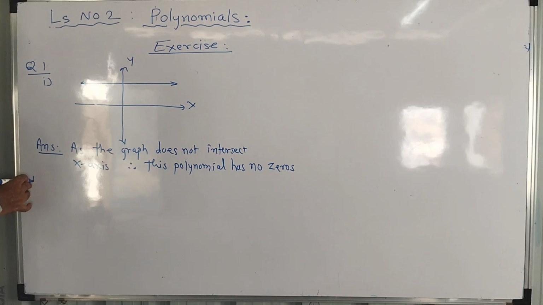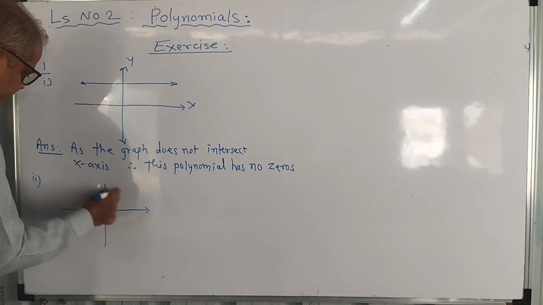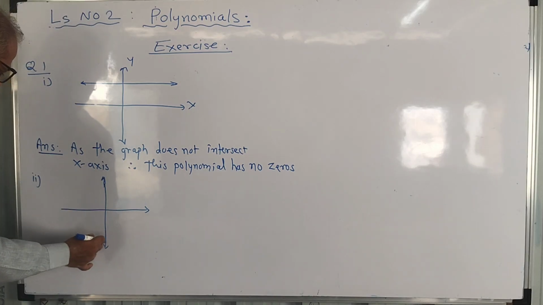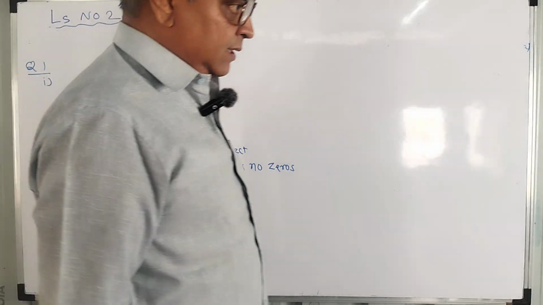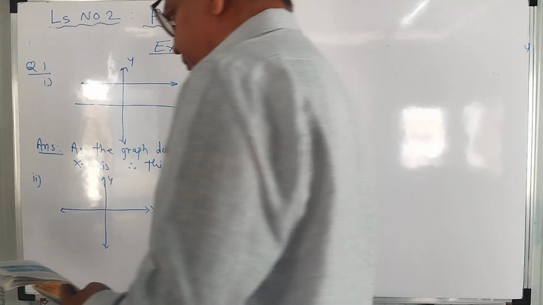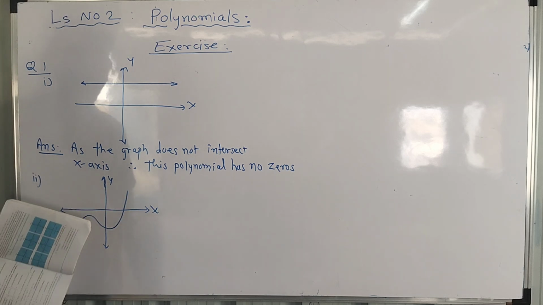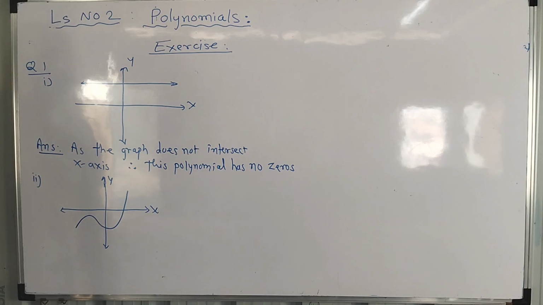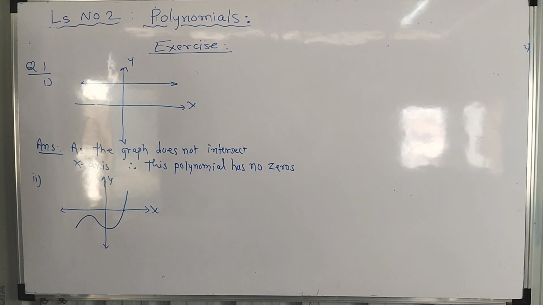Very simple. Sub question number 2, the graph is like this. The horizontal line is the x-axis, the vertical line is the y-axis, and the graph is given like this. It is a spiral actually. Like this. This is the graph. The graph intersects the x-axis at only one point. Therefore, this polynomial has only 1 zero.